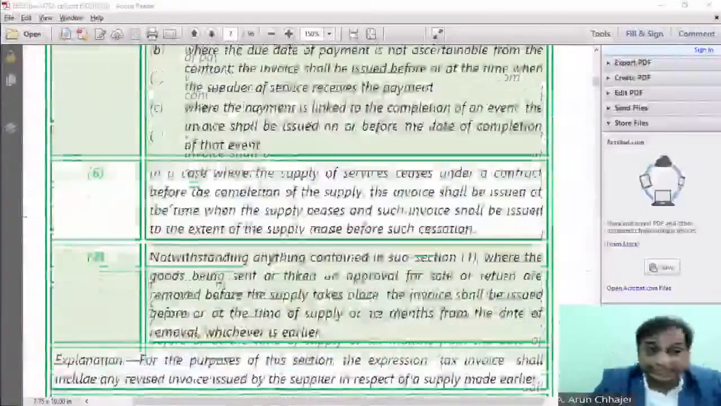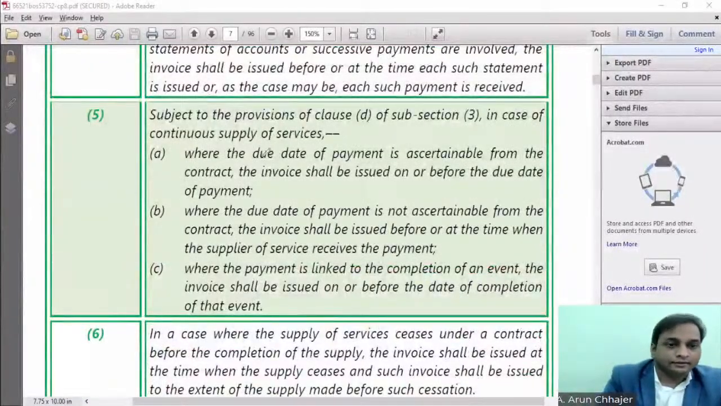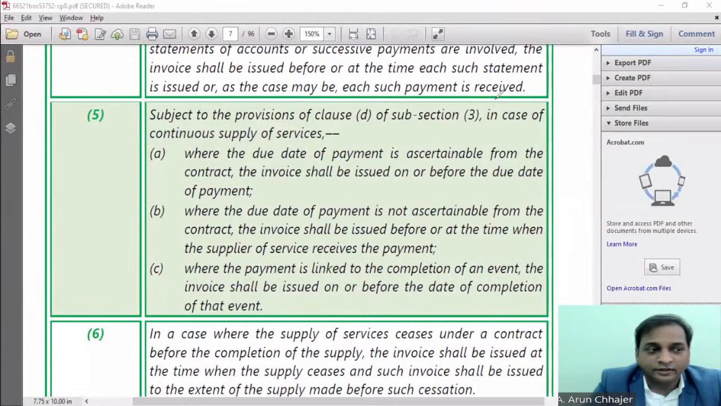Fine. Section 31 subsection 6 says, for example, of continuous service. A perfect example is a work contract.